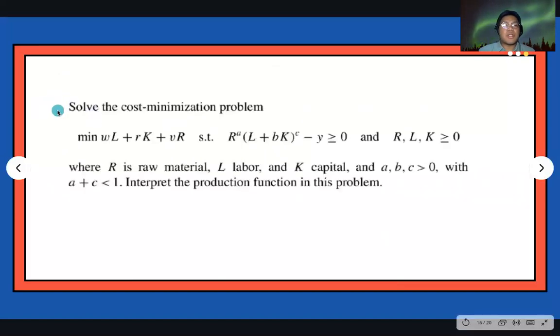Question number 3 is given: solve the cost minimization problem with this function and this subject function, which we can also call the inequality constraint function, where R is raw material, L is labor, and K is capital, and A, B, C are more than 0, with A plus C lower than 1. Interpret the production function in this problem.